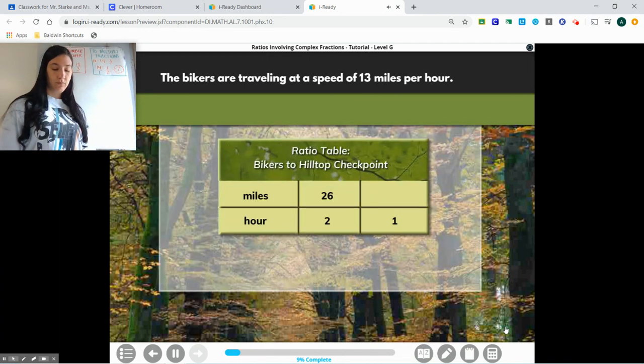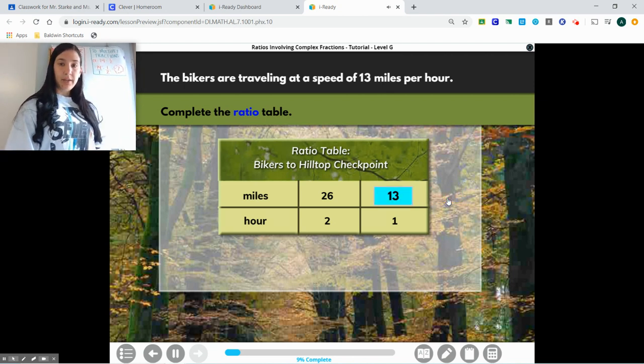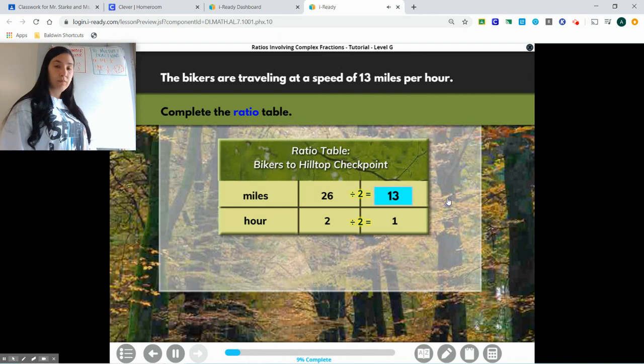Let's put this into a ratio table. Okay, so we know that 26 divided by 2 is 13. So we're going to type 13 into our ratio table and click the check mark. They are traveling 13 miles per every 1 hour. And look, the ratio table shows the equivalent ratios. If we divide both the 26 miles and the 2 hours by 2, we end up with the rate, 13 miles per hour. Or if we multiply the 26 miles and 2 hours both by 1/2, we end up with the same rate of 13 miles per hour.